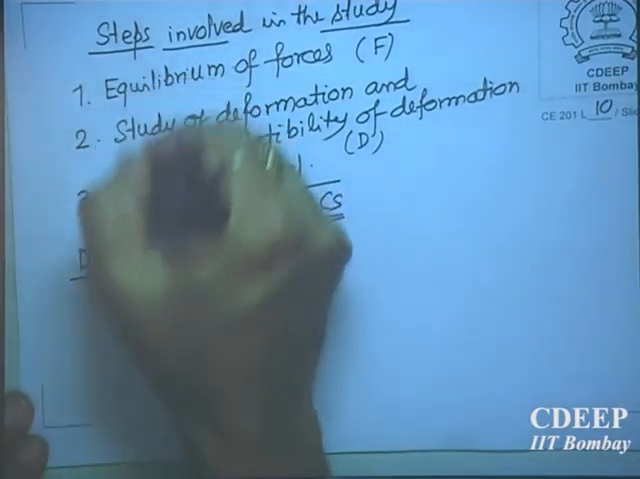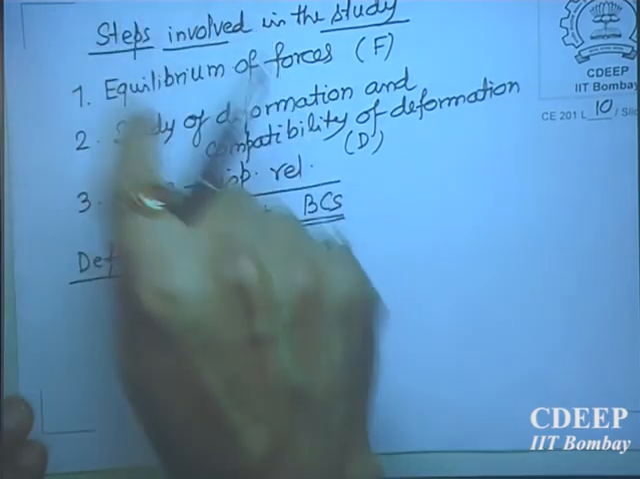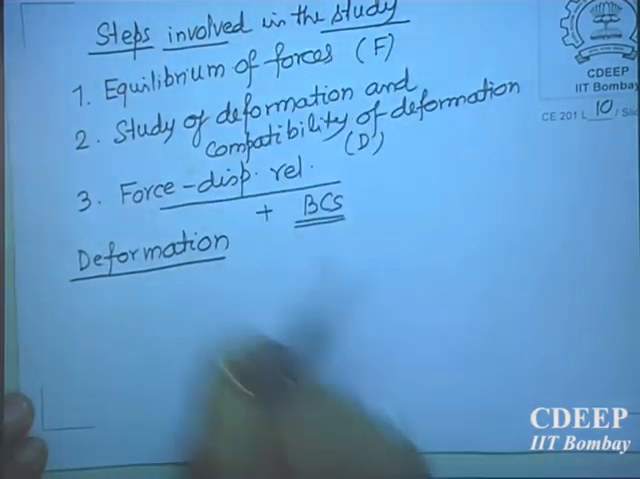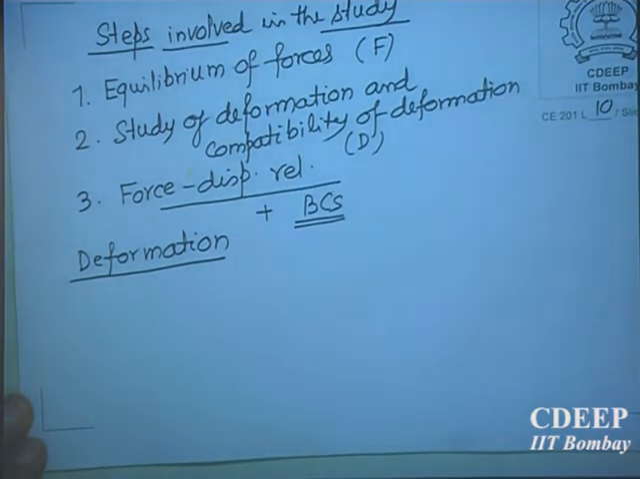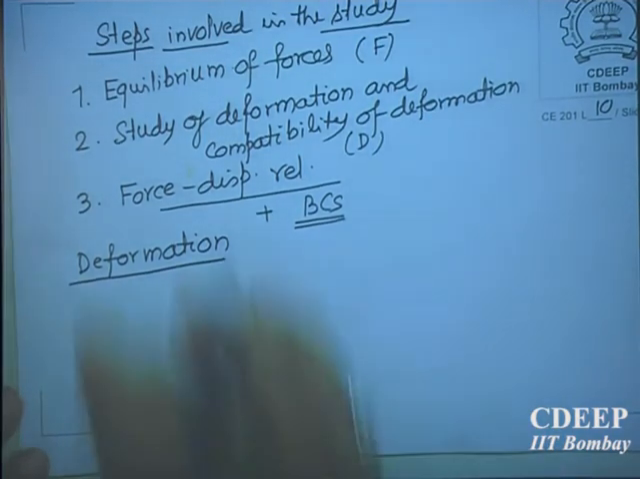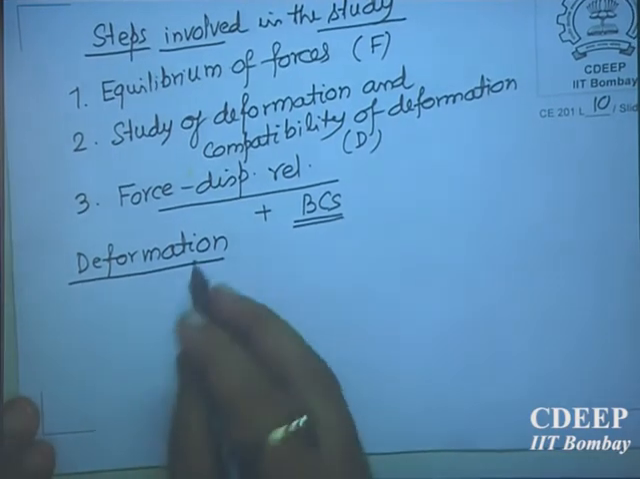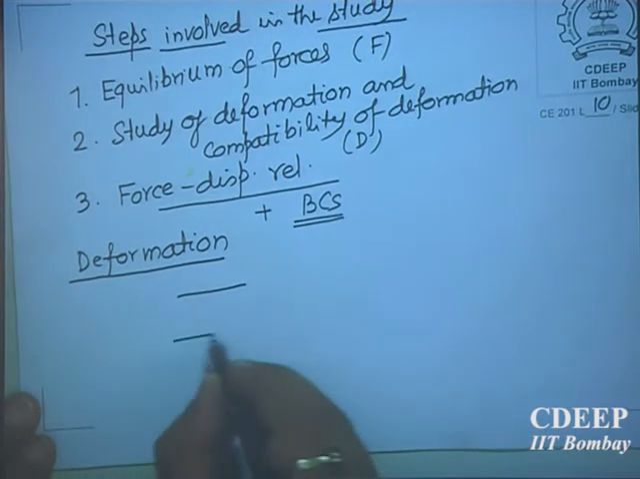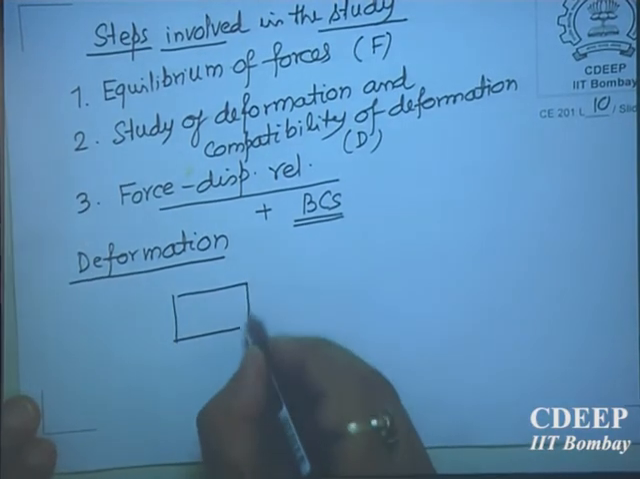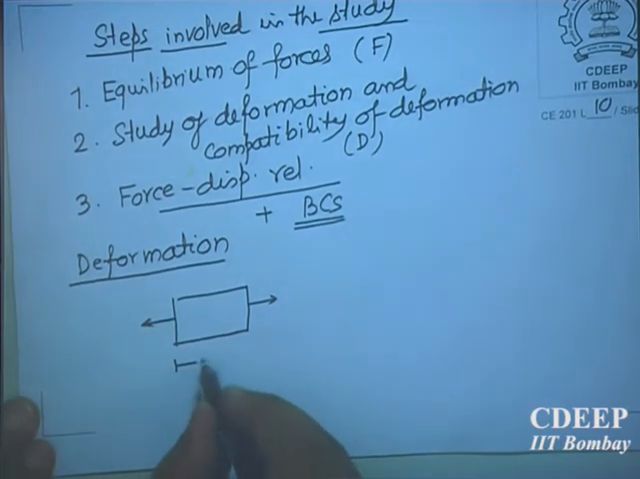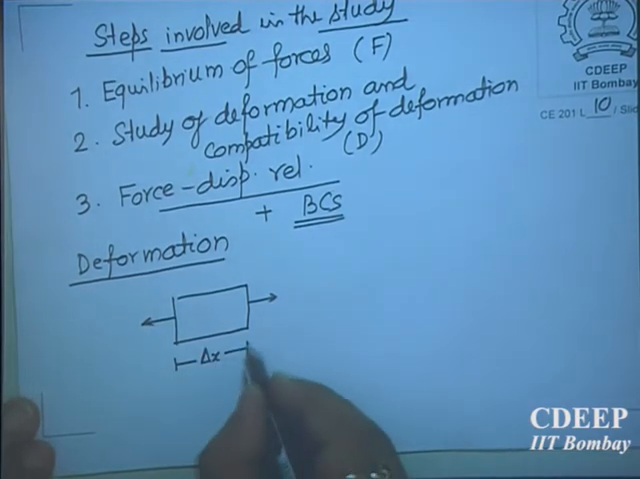So see, these three steps are there, but it is not necessary that I must start with equilibrium. I will take equilibrium in the end, but the total behavior cannot be defined unless we include all the three steps. So I will start with deformation. Now let us say a delta x.